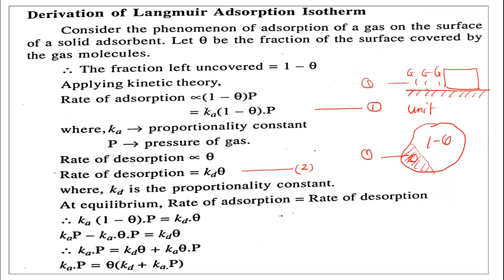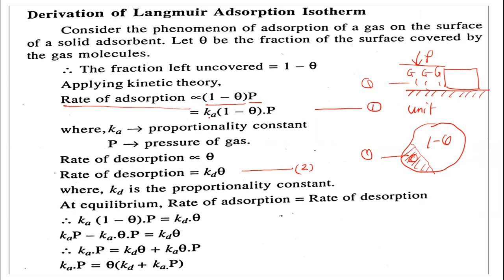So according to the kinetic theory of gases, the rate of adsorption is directly proportional to the pressure. As we increase the pressure on the gaseous molecules, the adsorption will increase. As well, according to the assumption, the rate of adsorption is directly proportional to the uncovered surface area. The more the uncovered surface area, the greater the adsorption process. So we can write that the rate of adsorption is directly proportional to the uncovered surface area as well as pressure.